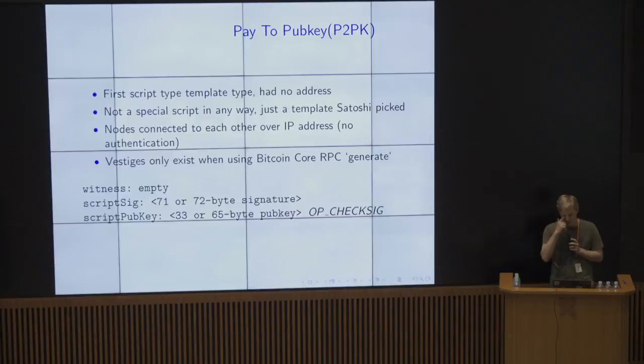And the only vestiges of it in the Bitcoin core code base is when you call generate in regtest, it puts the output directly in one of these. Not addresses, but scripts. And as noted before, we have this work.